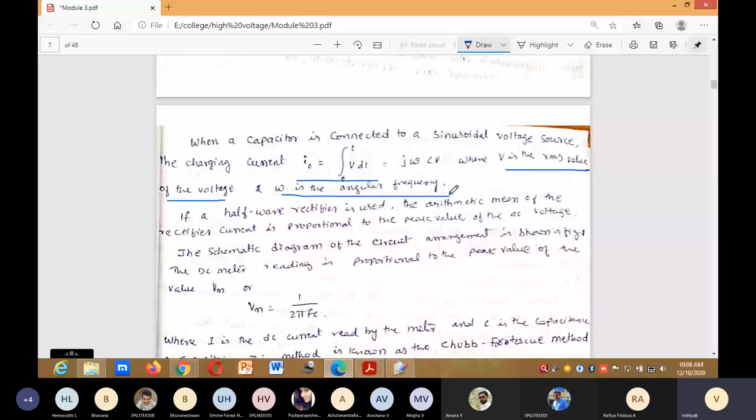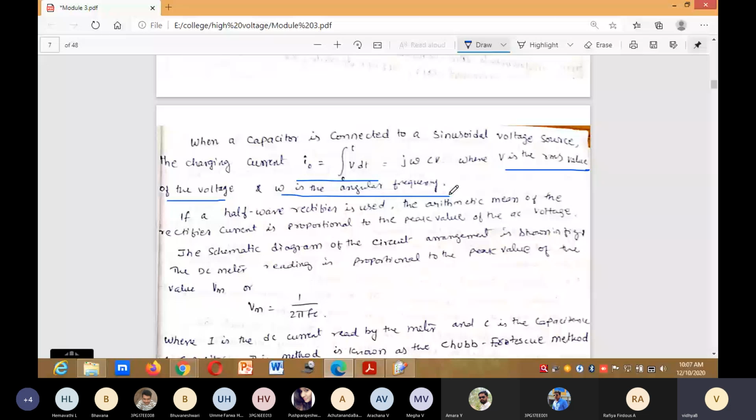If a half-wave rectifier is used, the arithmetic mean of the rectifier current is proportional to the peak value of the AC voltage. If a capacitor is connected to a sinusoidal voltage source, the charging current I0 is the integration from 0 to T of V dt. If we use a half-wave rectifier, the arithmetic mean of the rectifier current is proportional to the peak value of the AC voltage.